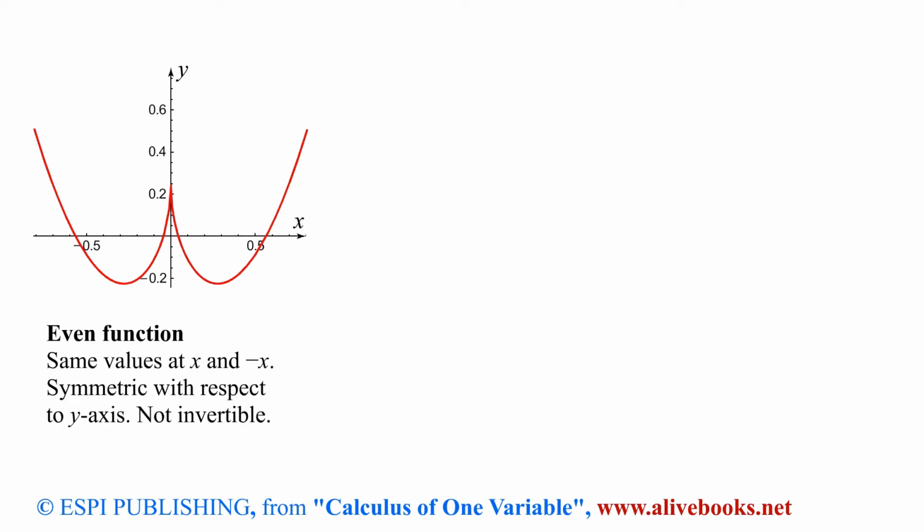The first example is for the graph of an even function. Such a graph is symmetric with respect to the y-axis, that is, the y-axis acts as a mirror for the graph. For every point of the graph, its symmetric image with respect to the y-axis belongs also to the graph.